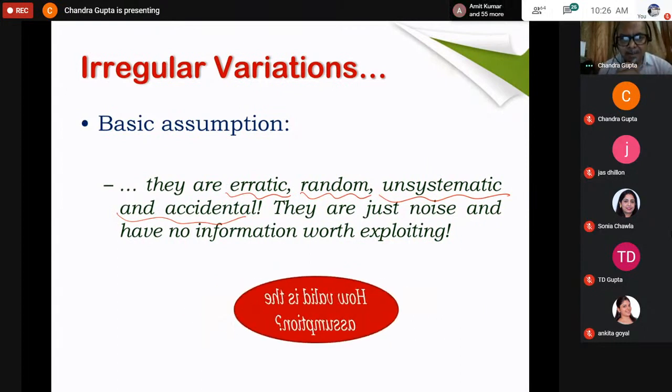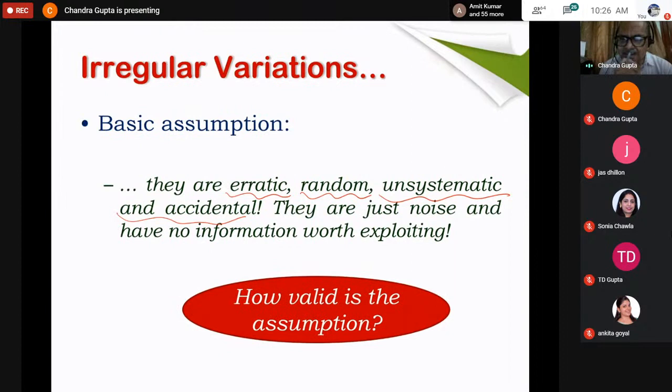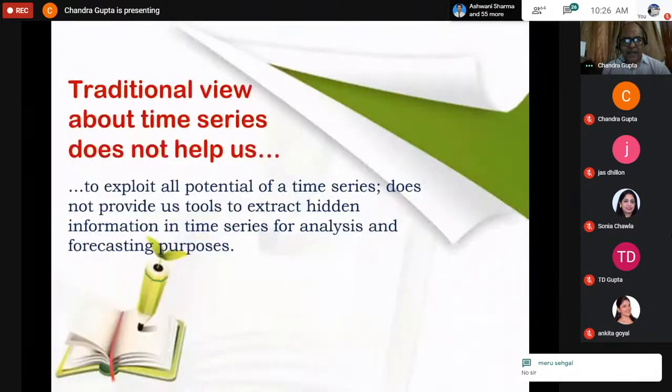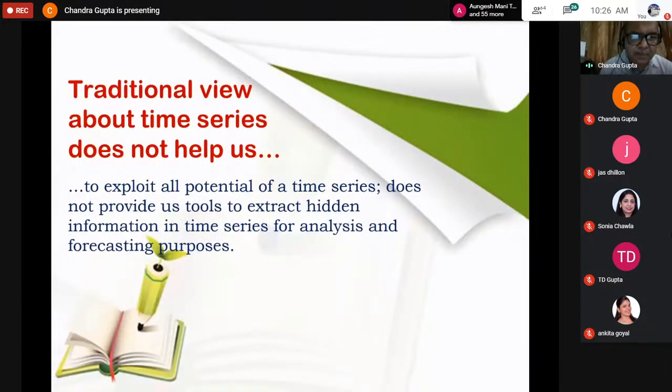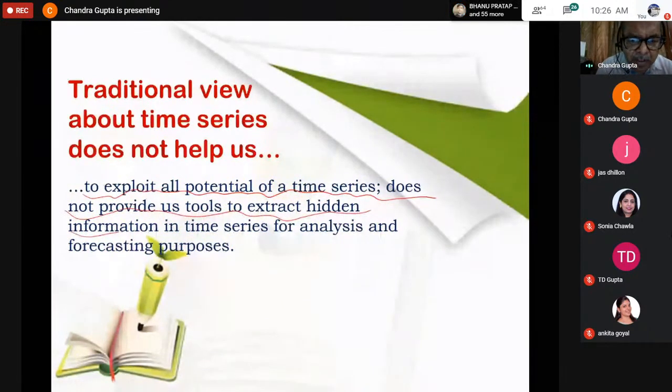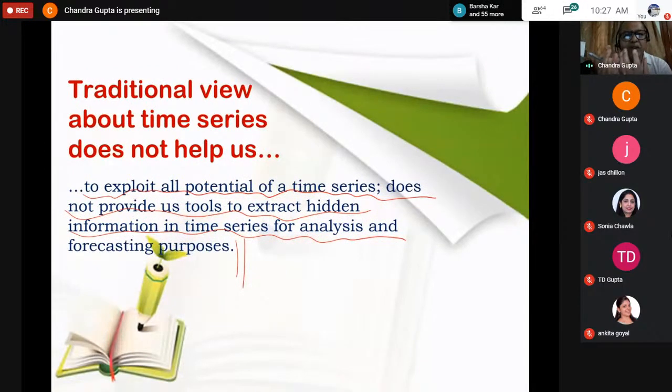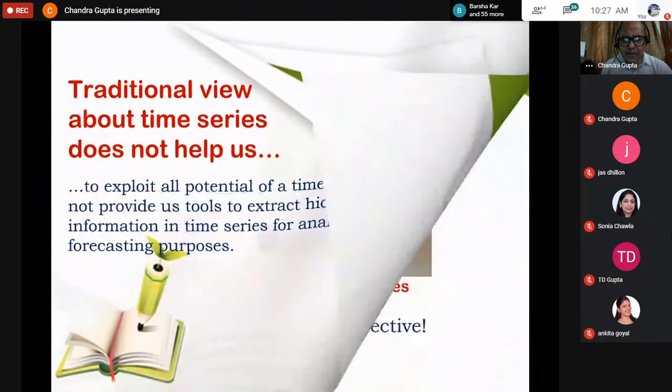But friends, just give it a thought. Do you think this assumption is valid? Is it relevant to real life situations? Is it a realistic assumption? Think about it. The traditional view about time series does not help us exploit all the potential of a time series, and does not provide us tools to extract hidden information in a time series for analysis and forecasting purposes. That is one of the biggest limitations when you look at time series from a traditional perspective.